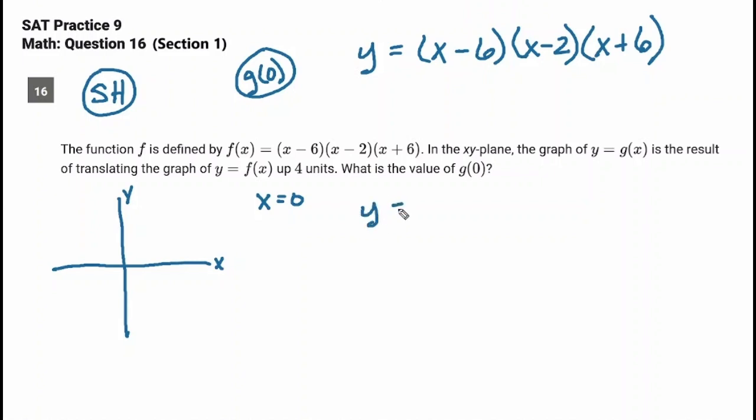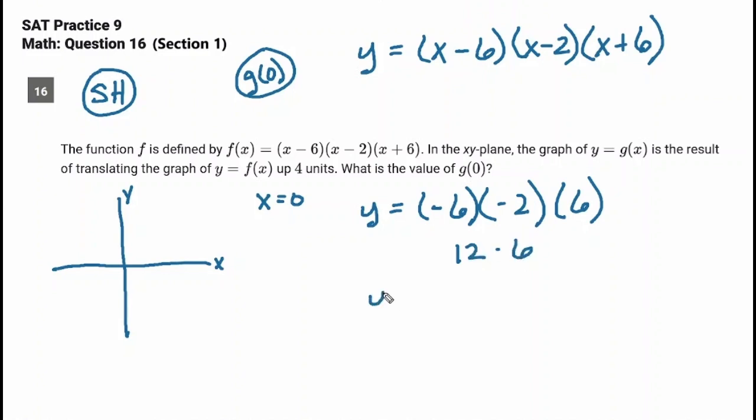y equals x minus 6, so 0 minus 6, negative 6, times 0 minus 2, negative 2, times 0 plus 6, 6. All right, negative 6 times negative 2, what's that? It's 12 times 6. So what's y? Y is 72 to start. And what do we want to do? We want to go up 4. So if we're going to go up 4 from 72, what's going to happen? We're going to be at 76. And that's it. That's the answer.